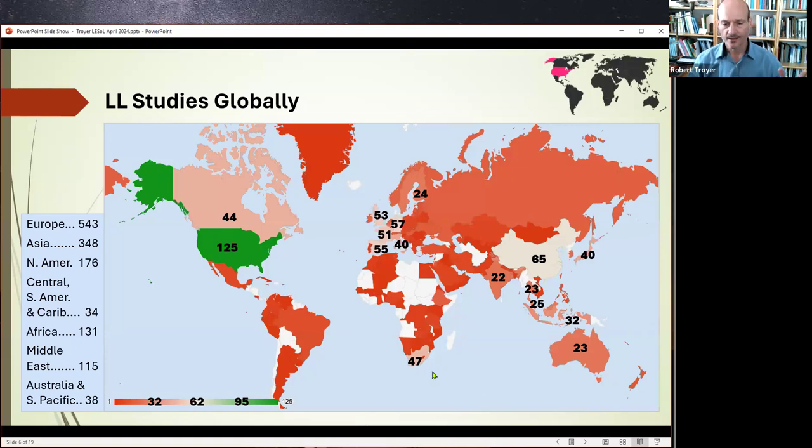So again, right now the bibliography contains almost 1,500 references, and not all of them are tagged for a location because they don't all have location-based data. But for those that are, they're here. And again, this is mostly English publications, so it's a bit skewed in that sense. But this does give you a sense of the global reach of linguistic landscape research in all of these countries, where often there's just one or two studies in the countries that are in the reddest color.